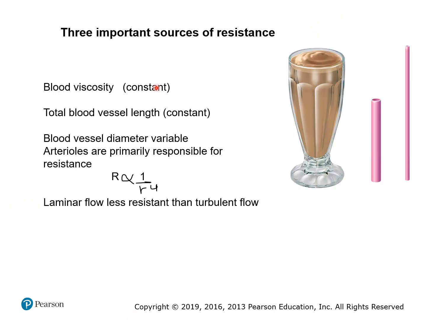To conclude everything, three important sources of resistance are blood viscosity, total blood vessel length, and then blood vessel diameter. It is variable. Arterioles are primarily responsible for the resistance, and the laminar flow is less resistant than the turbulent flow.